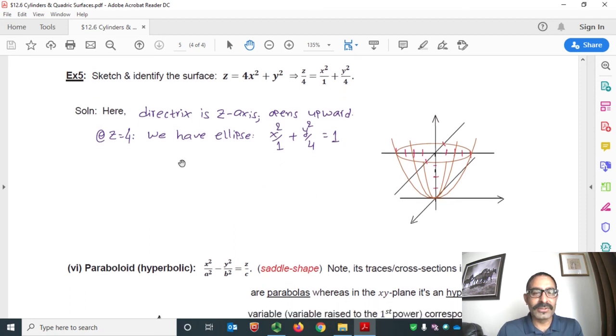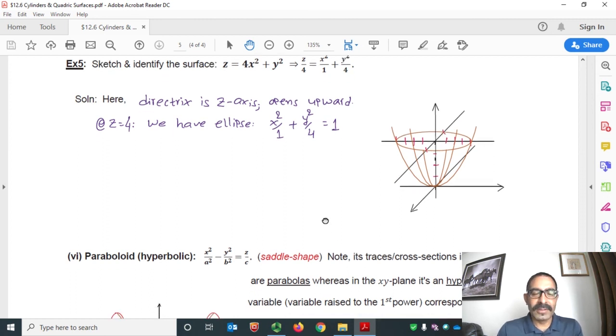And at z equals 4, at 4 height, here's 1, 2, 3, 4 height. We have ellipse x square over 1 plus y square over 4 equals 1. So x-intercept 1, y-intercept 2. Oh, it has 4 here, so let's say 1 and 2. It's a paraboloid. I hope this makes sense to you all.